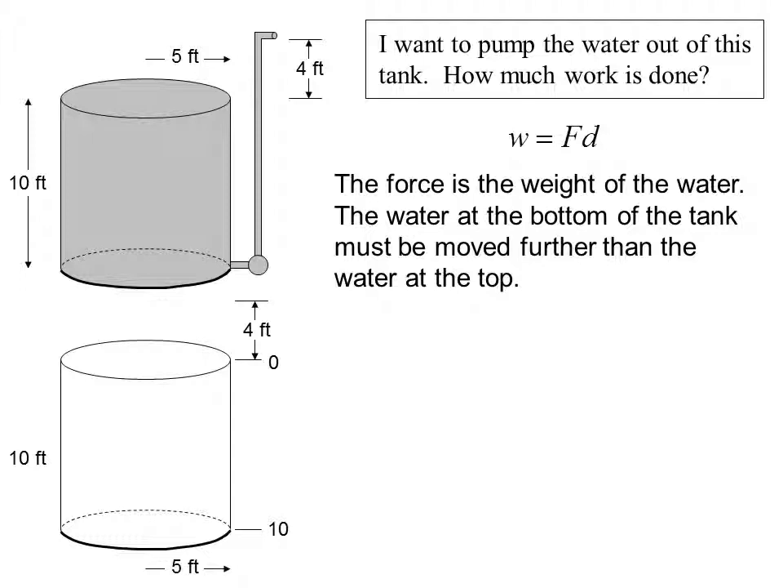Now that might seem counterintuitive, but we know that water tends to search for its own level, so the water at the top could move down and back up without using any extra outside force. So we only have to be concerned with the distance the water moves from its original position up to the top of the pipe.